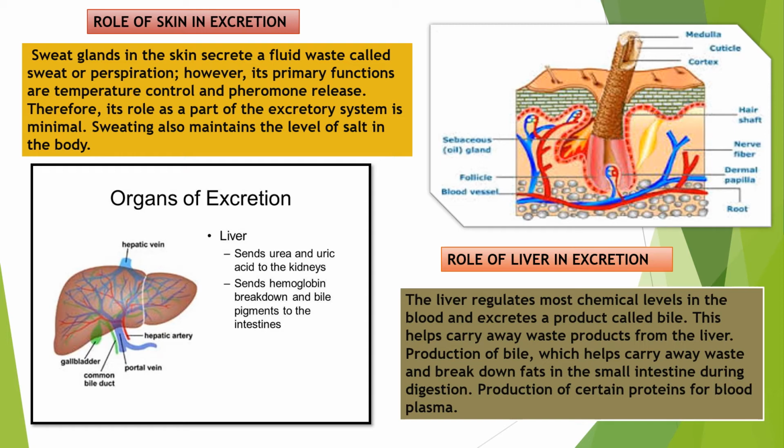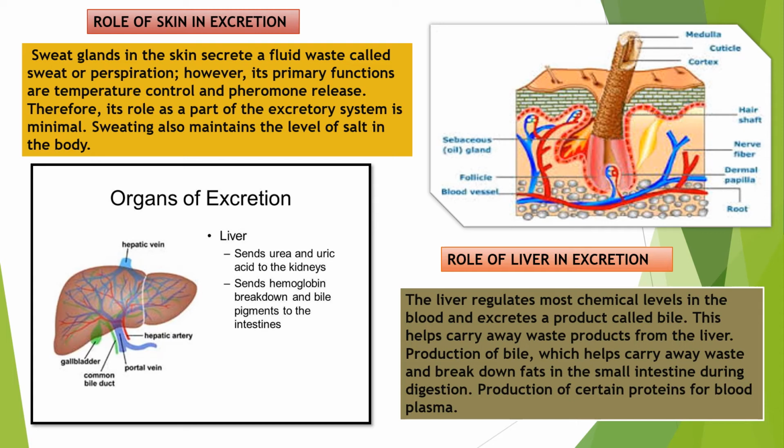Now the next one is role of liver in excretion. The liver regulates most chemical levels in the blood and excretes a product called bile. This helps carry away waste products from the liver. Production of bile, which helps carry away waste and break down fats in the small intestine during digestion. Production of certain proteins for blood plasma. So this is the actual role of liver in excretion.